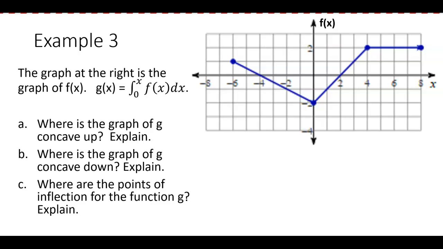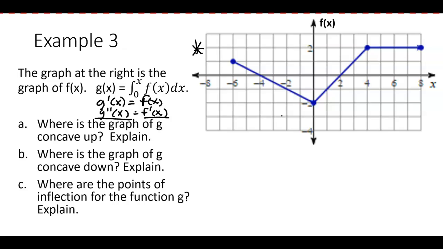Here we go. The graph at the right is a graph of F, and G of x is equal to the integral of f of x from 0 to x, right? So let's write this first. G prime is equal to what? F of x. And G double prime is equal to f prime of x. So in other words, the concavity of G can be observed by looking at the slope of f. In the last set of problems, we were looking at whether this function over here was above the x-axis or below. We're not looking at that this time. This time we're looking at the slope of this function. The slope of this function will tell me about the concavity of G.